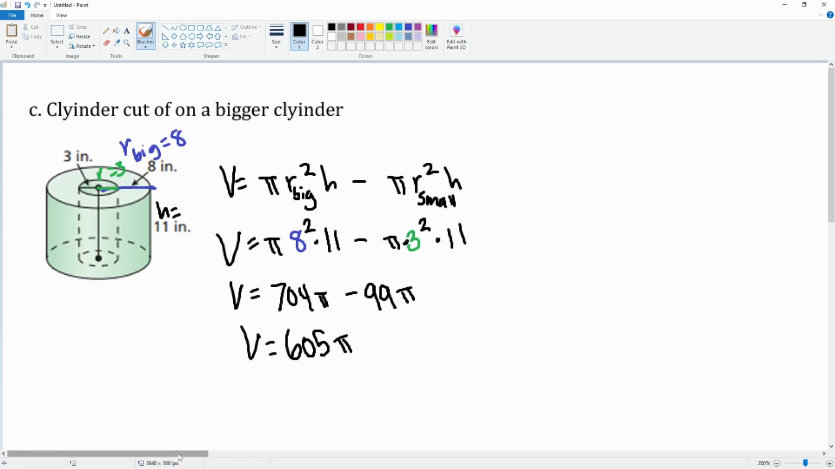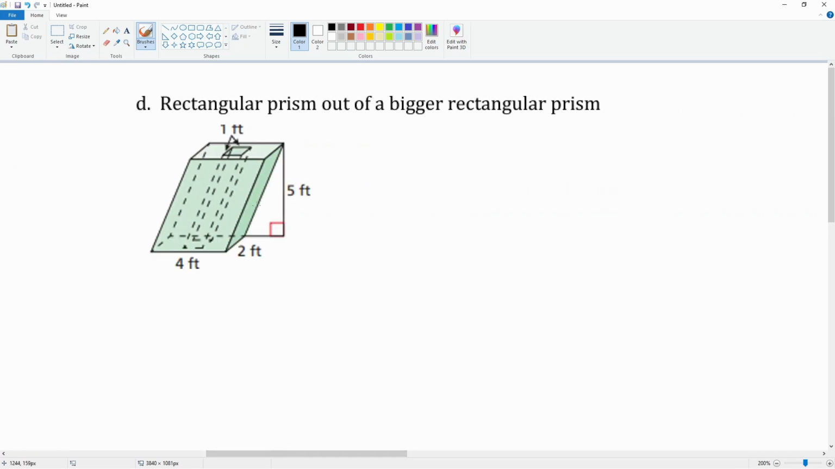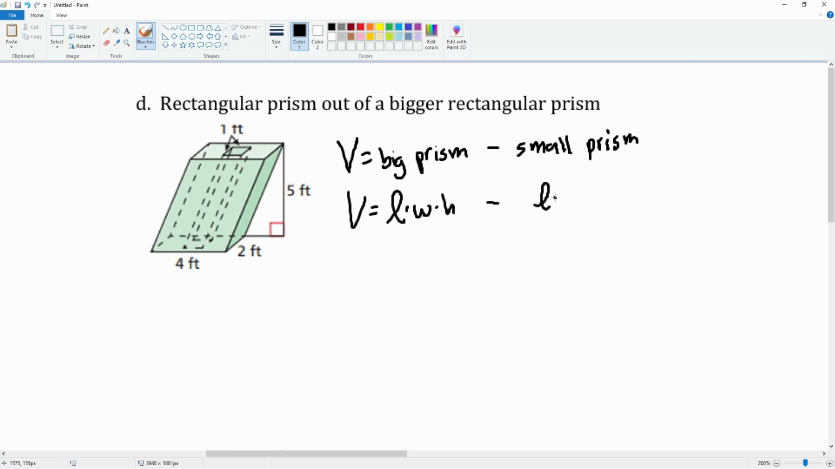Okay? And then this one, rectangular prism outside. The rectangular prism is very simple. It is the volume of the big prism minus the small prism, right? And it's the length with height minus length with height, okay?